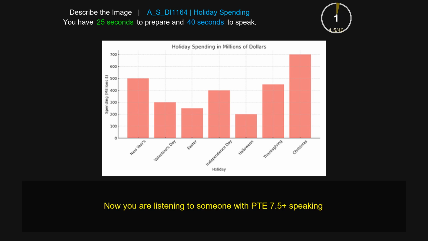This informative bar chart tells us about the holiday spending in millions of dollars. From the chart, we can see here that New Year's has 500 million in spending, Valentine's has 300 million, Easter has 250 million, while Independence Day has 400 million, Halloween has the lowest at 200, Thanksgiving has 420 million, and lastly, the highest is Christmas, which has 700 million dollars.